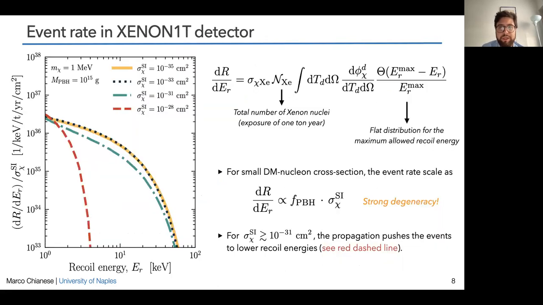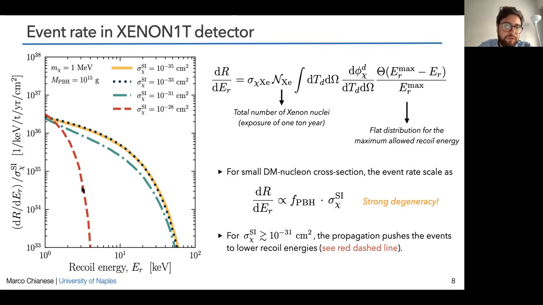So after propagation, we compute the differential rate of events in the xenon one-ton detector as a function of the recoil energies of the xenon target nuclei. And we consider an exposure of 1 ton here and adopt this expression, where we consider a flat distribution for the maximum and low recoil energies.